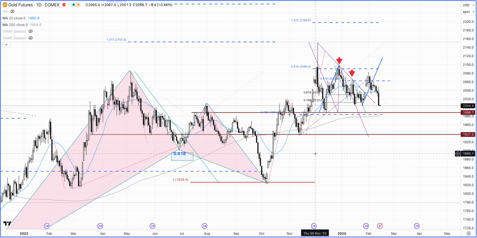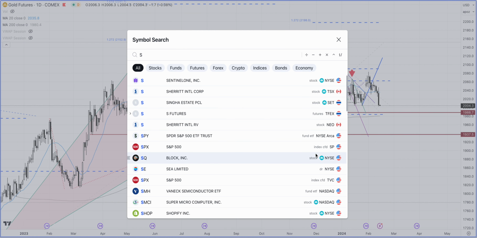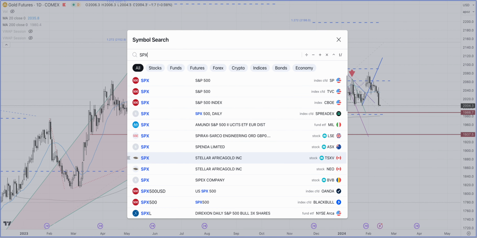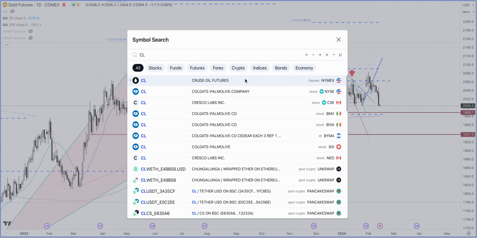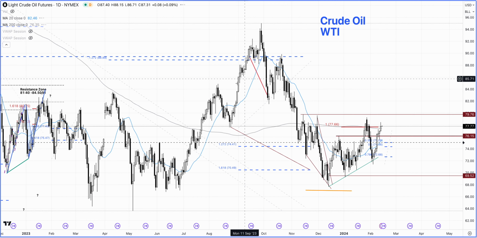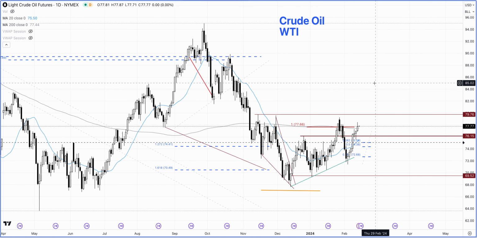Now we'll go and take a look at the stock indices. Before that, let's take a quick look at crude oil. So here we go. If you guys remember, we have been bullish on the crude oil market.